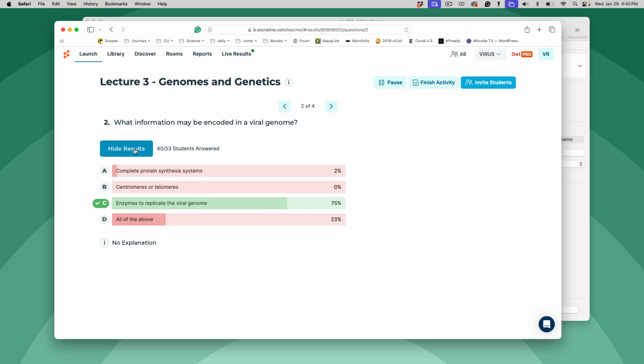A little bit of a mixed bag, but the answer is enzymes to replicate the viral genome. Complete protein synthesis systems? No, we don't have ribosomes encoded in the genome, right? And not centromeres or telomeres. That was on one of the slides. So a lot of you picked all of the above, but it's just C.